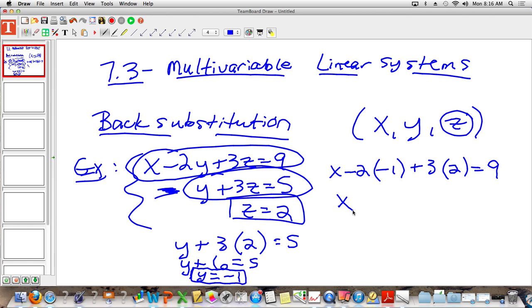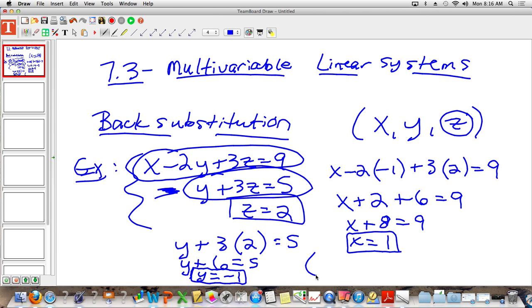So we have x, negative 2 times negative 1 is positive 2. 3 times 2 is 6. That's equal to 9. So we really have x plus 8 is equal to 9, which means x is equal to 1. So our x is 1. Our y value is negative 1, and our z value is 2. So you would write your answer like this: 1, negative 1, 2. All right with this?